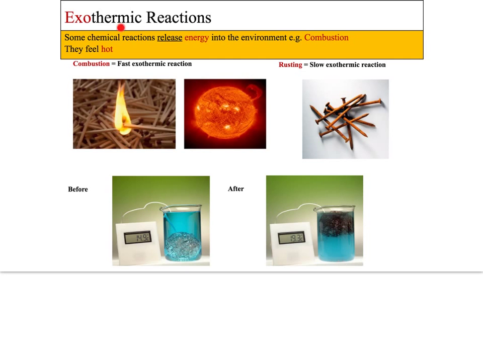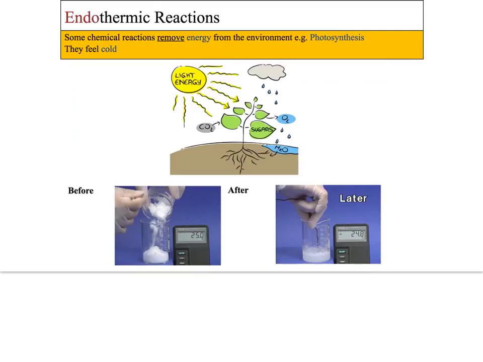So exothermic reactions are reactions that release energy into the environment, such as combustion or acid-base reactions, or even rusting. Although it's really slow, it's also exothermic. Endothermic reactions are chemical reactions that remove energy from the environment. So they are things like photosynthesis. It takes in energy. This is an example showing ammonium chloride and barium hydroxide. It gets down to minus 24 degrees. It's really quite an impressive demo.